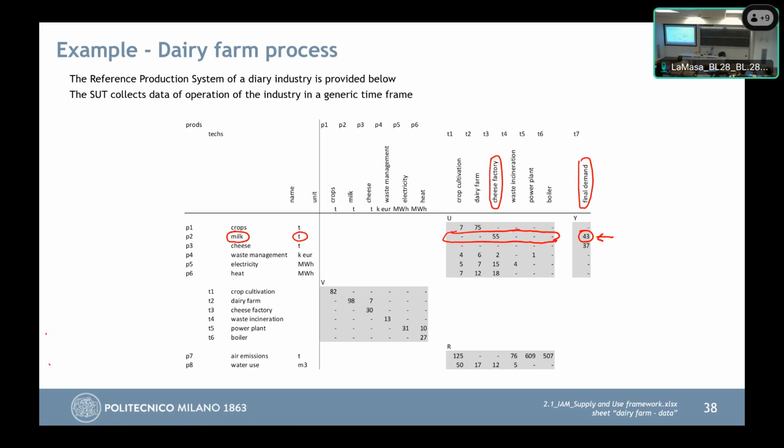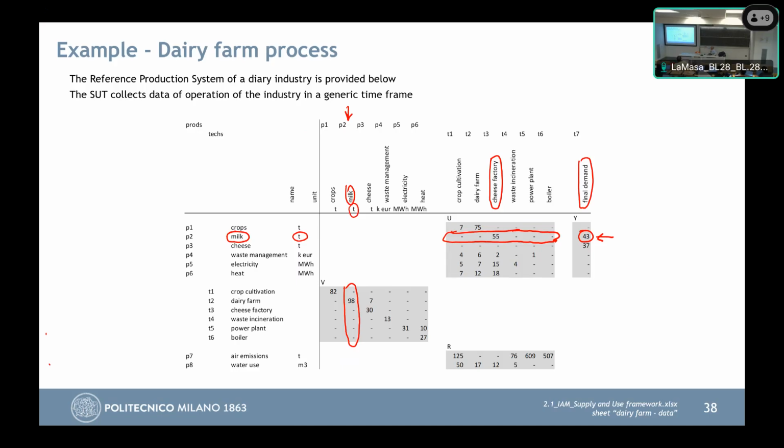This is the demand side of the story for the milk. Now let's have a look at the production side. We should look at this column here, product 2, that is milk. Again, quantified in tons, and we see that there is a column here that represents the technologies that are supplying milk as either primary or secondary product. So we have here the dairy farm that is producing 98 tons of milk. And why can we say this is supposed to be the primary product?